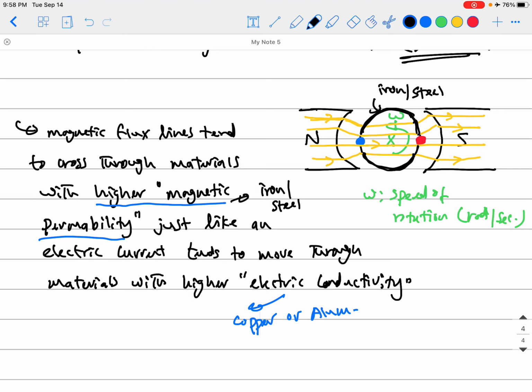So rather than just placing your coil in the air like this, you place it around an iron or a steel cylinder, and now the magnetic field will come directly to it, because it likes to move through this steel or iron. Okay, guys, so that is the idea we'll be talking about.